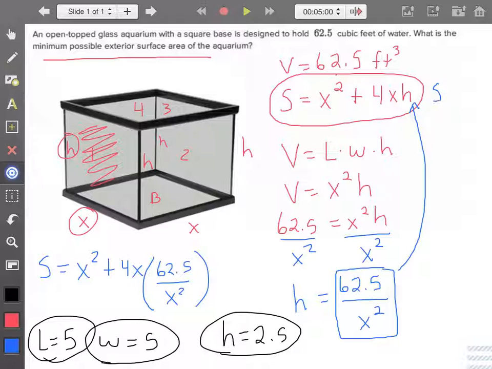So our minimum surface area is 75 cubic what? No, it wouldn't be cubic feet. Surface area would be what? Yeah, feet squared. And so that's your answer. The question asks, what is the minimum possible exterior surface area of the aquarium? The minimum surface area is going to be 75. That's the very smallest you could make it.